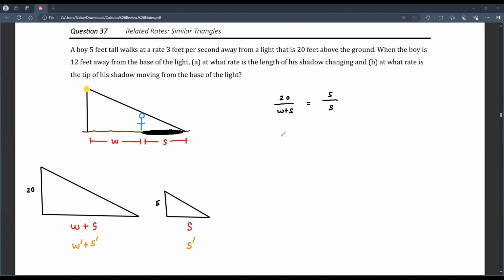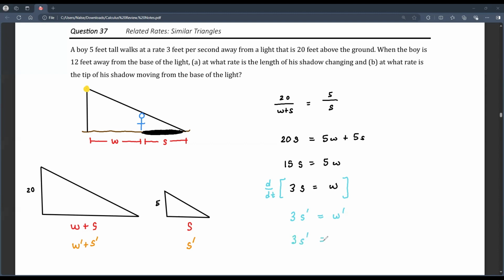We can then modify this equation to make it easier to differentiate. By differentiating the equation, we get into a position where we can solve for s prime. We will just need to bring in the value of w prime, which is the boy's walking pace of 3 feet per second. We should find that the value of s prime is 1 foot per second.